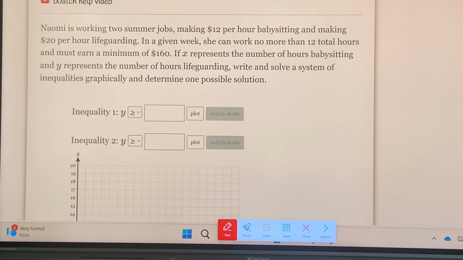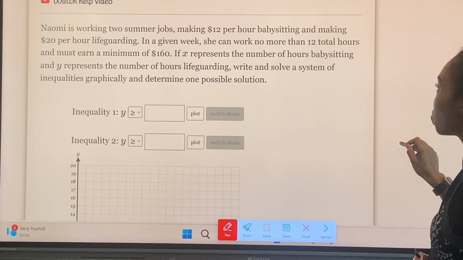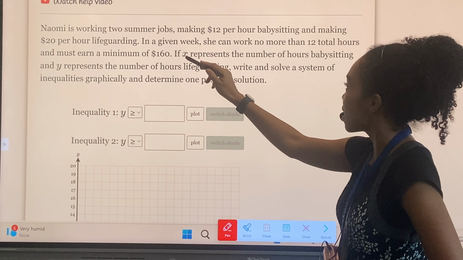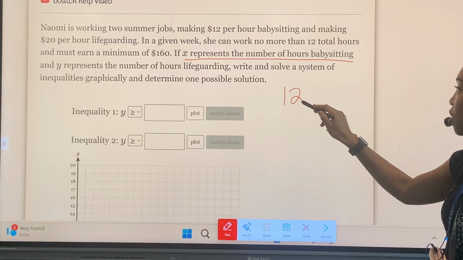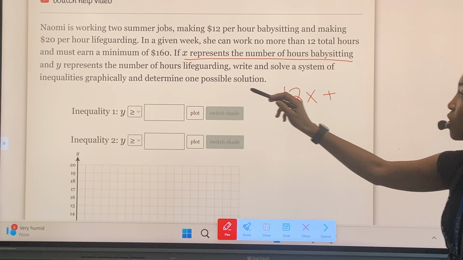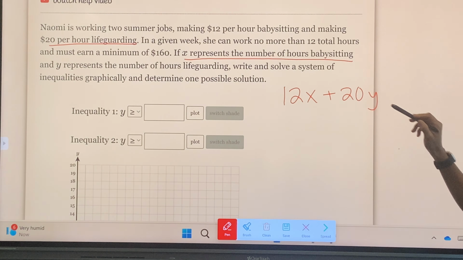All right, so we're gonna do this example. It says Naomi is working 2 summer jobs, making $12 per hour babysitting. And if I look down here, it says X represents the number of hours babysitting. So that's $12 for each hour that she babysits. And she gets $20 per hour lifeguarding. So that's 20 times Y.